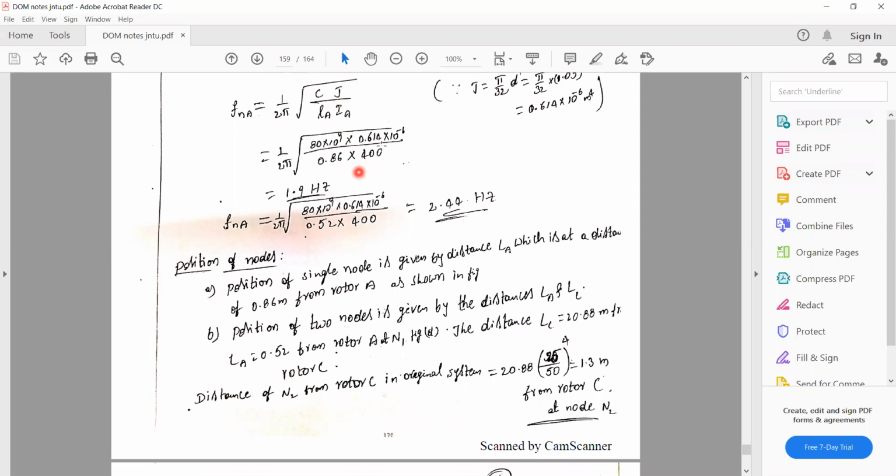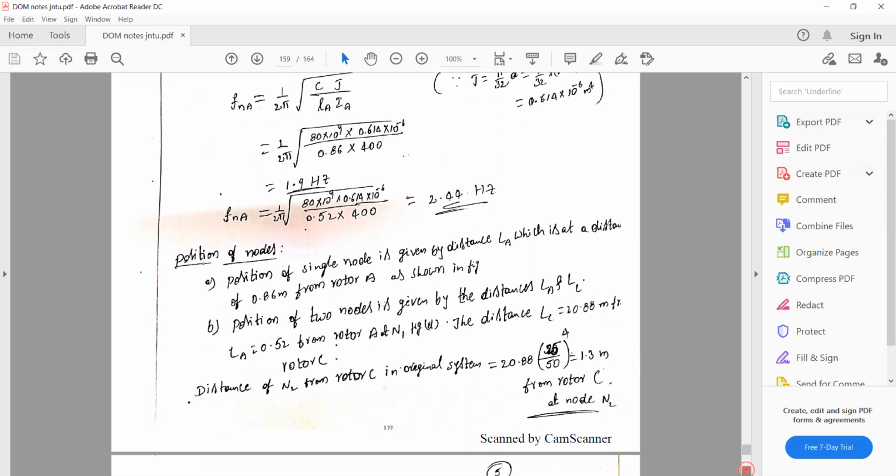You may get 1.9 Hz. And similarly, taking our 0.52 also, LA is varying, so that is the 0.52. Then the frequency value is 2.44 Hz. So that is our natural frequency of torsional vibrations. That is the one determining value.